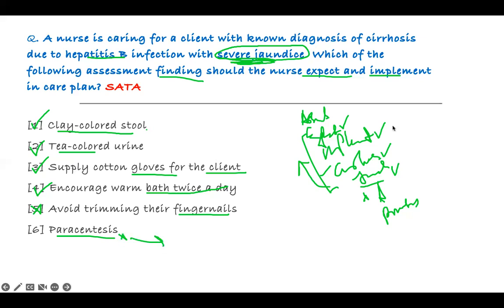There's nothing in here that says the patient has ascites. If I put ascites here, yes, paracentesis. But even though there's cirrhosis there, the main thing we're implementing is in relationship to what? Severe jaundice. Therefore, I don't do this. Don't let that distract you. So this is wrong.